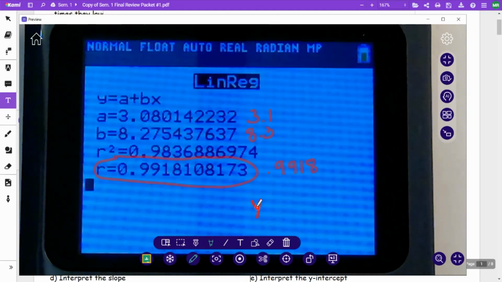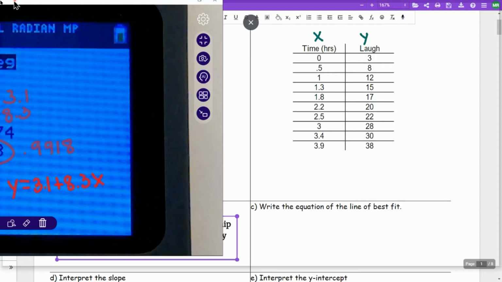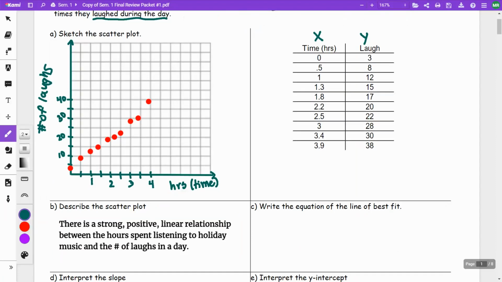Oops, I've changed that. Okay. Y is equal to my A, which is 3.1, plus my B, which is 8.3x. Okay, that's what I'm going to be writing on my paper. Okay, so let me get my paper back here. So I'm going to write Y equal 3.1 plus 8.3x. That's going to be my line of best fit.